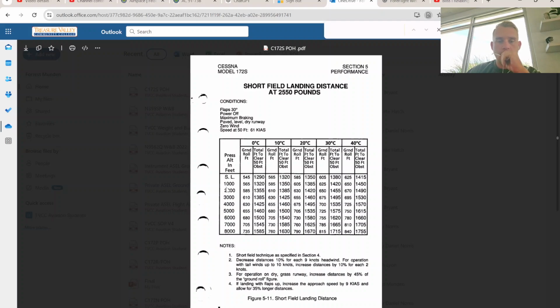Same rules apply here. You're going to find your pressure altitude. You're going to go to your degrees here, right? And go from left to right. And there you go. Same rules as the top, okay? So this is how to find your short field landing distances and your takeoff distances. And remember, with pressure altitude right here, it already has your density altitude accounted for. You don't need to do any other corrections.